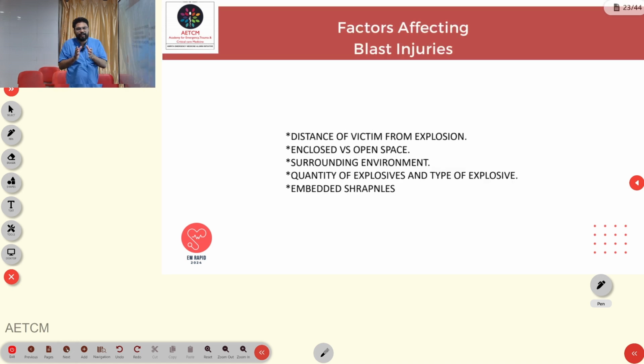Coming to the factors that are affecting the blast injuries. The most common factors are the distance of the victim from the site of explosion, the surrounding, whether an enclosed or open space, the surrounding environment, the quantity of explosives and the type of explosives, and finally the embedded shrapnels.